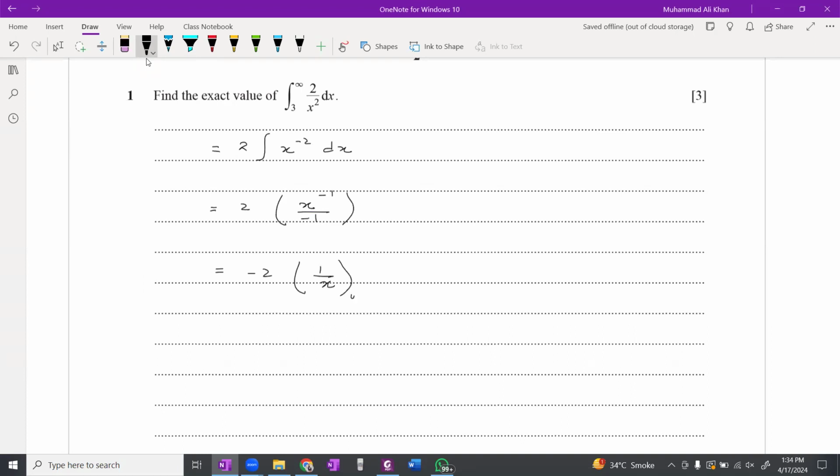The limits are from 3 to infinity. Apply the limit. Upper limit 1 over infinity minus the lower limit 1 over 3. Anything divided by infinity is 0. So the final answer is 2 over 3. This is the exact value of question number 1, a simple question of integration.